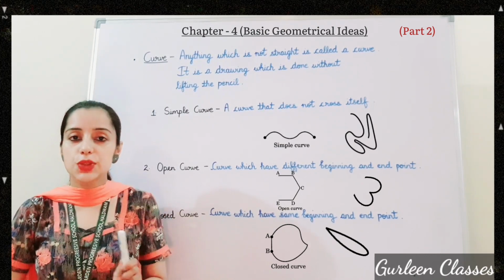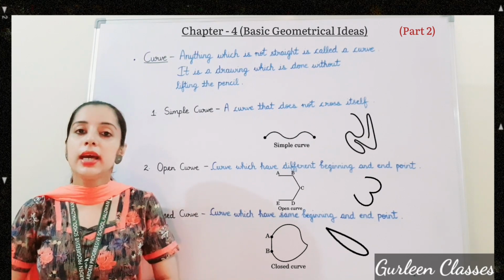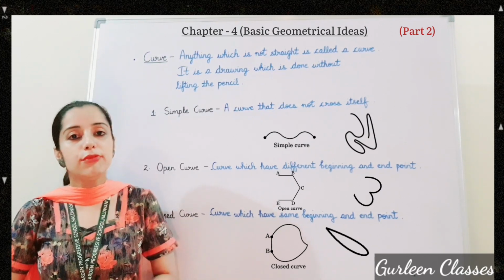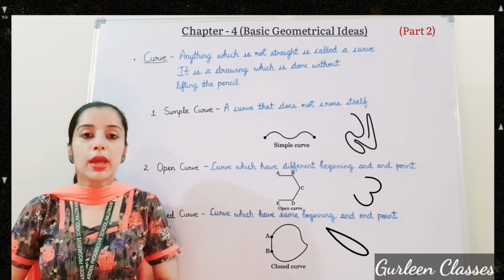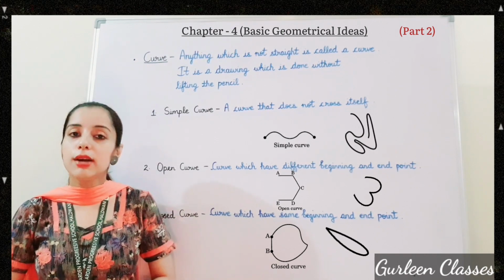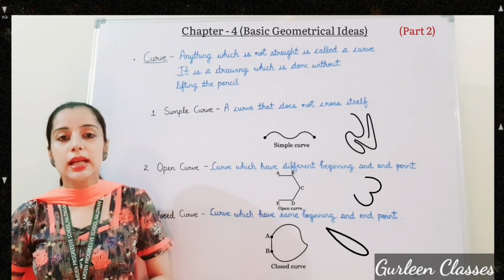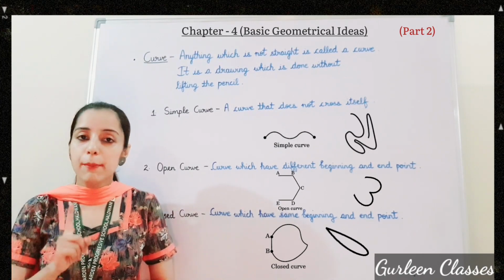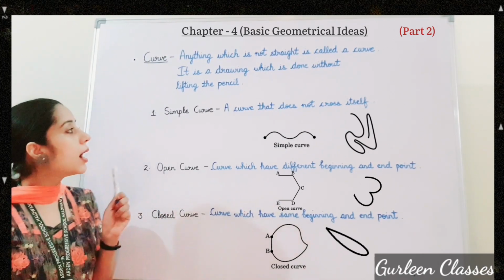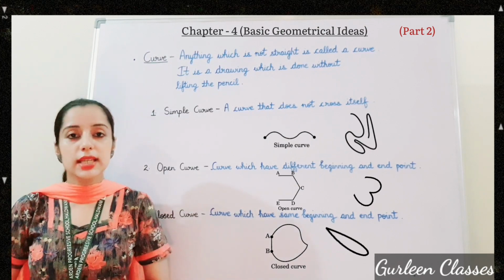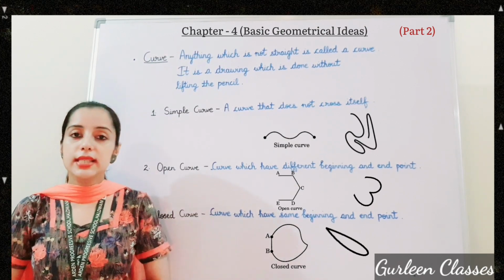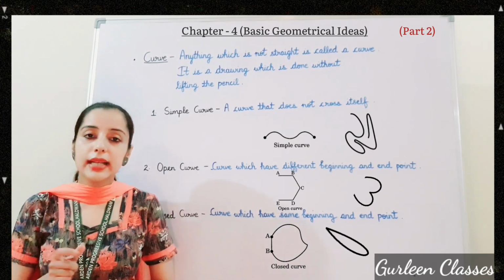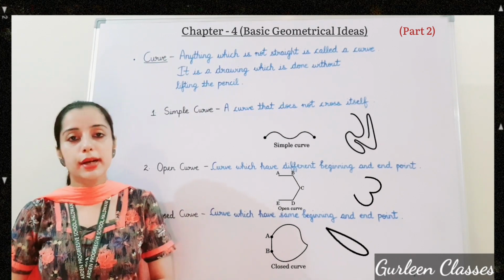Anything which is not straight is called a curve. It is a drawing which is done without lifting the pencil. Whatever figure you are drawing without lifting the pencil, that is a curve. Curves are of three types. Number one, simple curve. A curve that does not cross itself. In the figure you can see they do not cross. That is an example of simple curve.